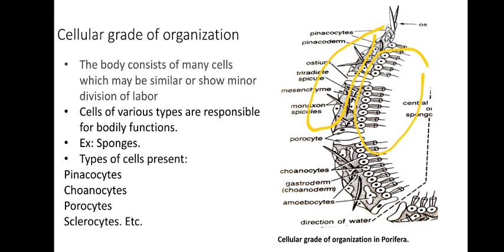For example, these choanocytes that are present are basically involved in nutrition. They are also involved in creating water current in the spongiocele because they are flagellated. So they are part of a water canal system that is present in porifera. Whereas the pinacocytes, which form the pinacoderm, are involved in forming the body covering. So their function is different.